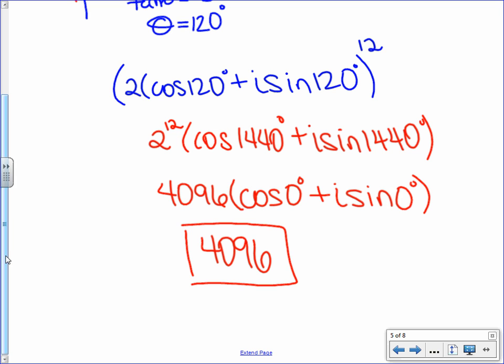Now, if I ask you for the sixth roots of 1, well, we know 1 to the 6th is 1, and negative 1 to the 6th is 1. But there's actually 4 more that are imaginary. When we find roots, some are real, some are imaginary. We've never worried about the imaginary before, but we can find them.